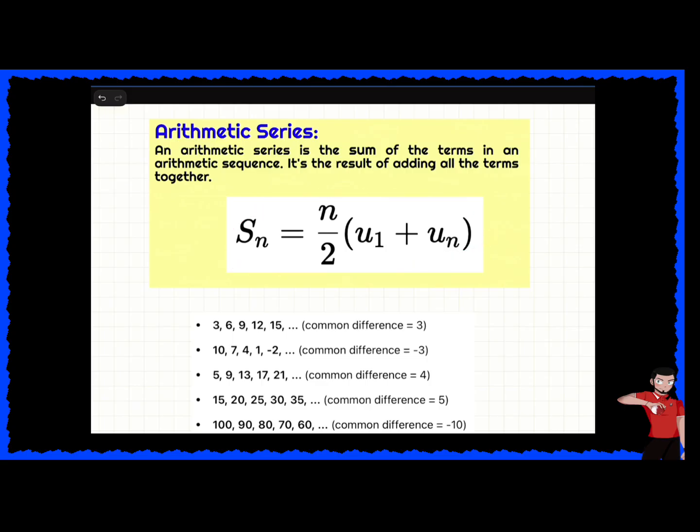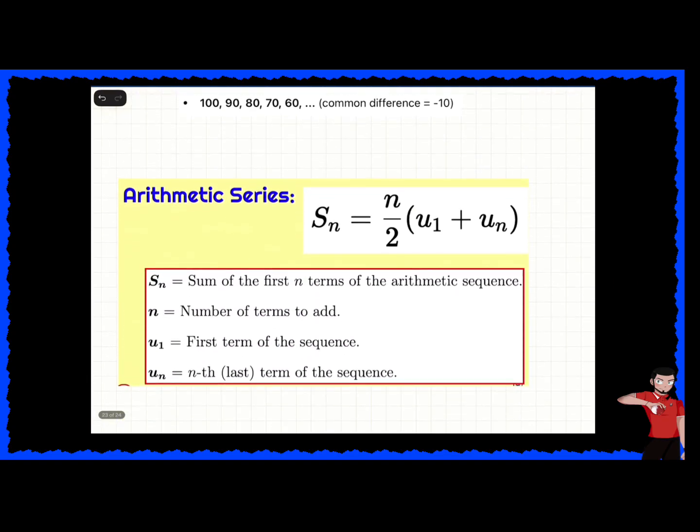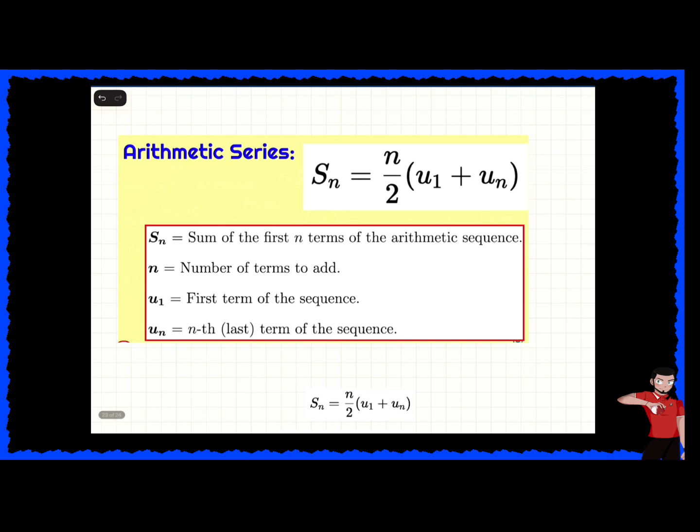We are going to analyze super fast the meaning of each variable. Sn means the sum until the position n. Remember, every single number has a position. If we have 2, 4, 6, 8, every single number has a position, for example position 1, 2, 3, and 4. So this S means the sum until the position n.